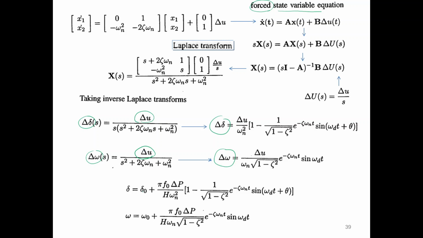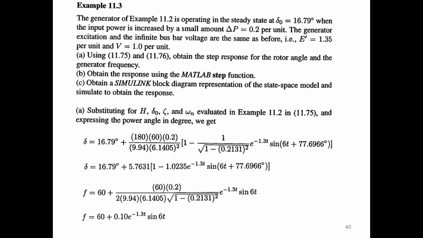All right, this is the forced state variable equation, to incorporate the change of the delta P. In this case, I think you should highlight this one. This is the difference, right? This is the change of the power. We have to introduce the change in the power, and this is the corresponding change of the rotor angle and the rotor speed. Now we see the example.